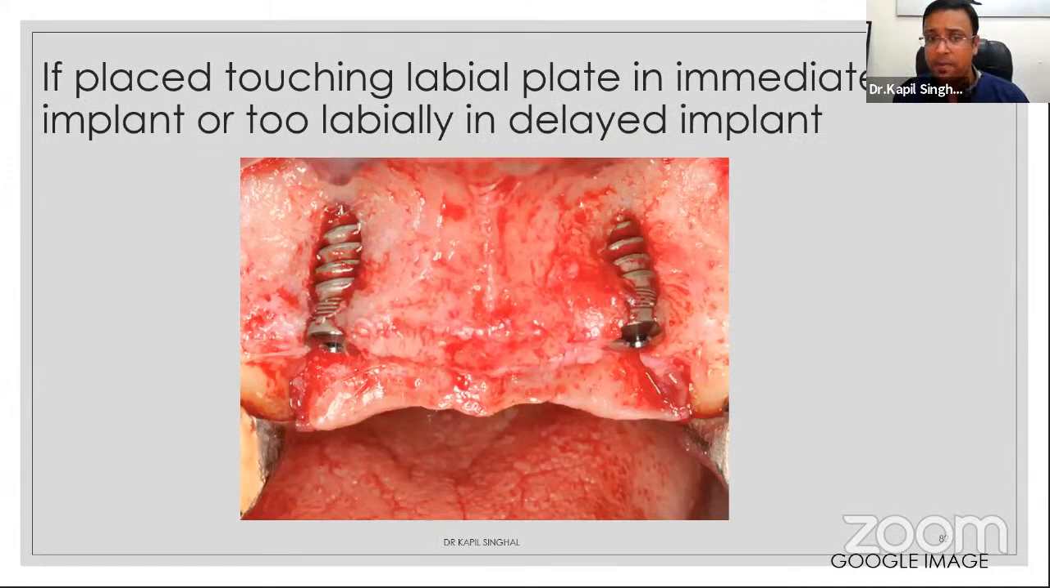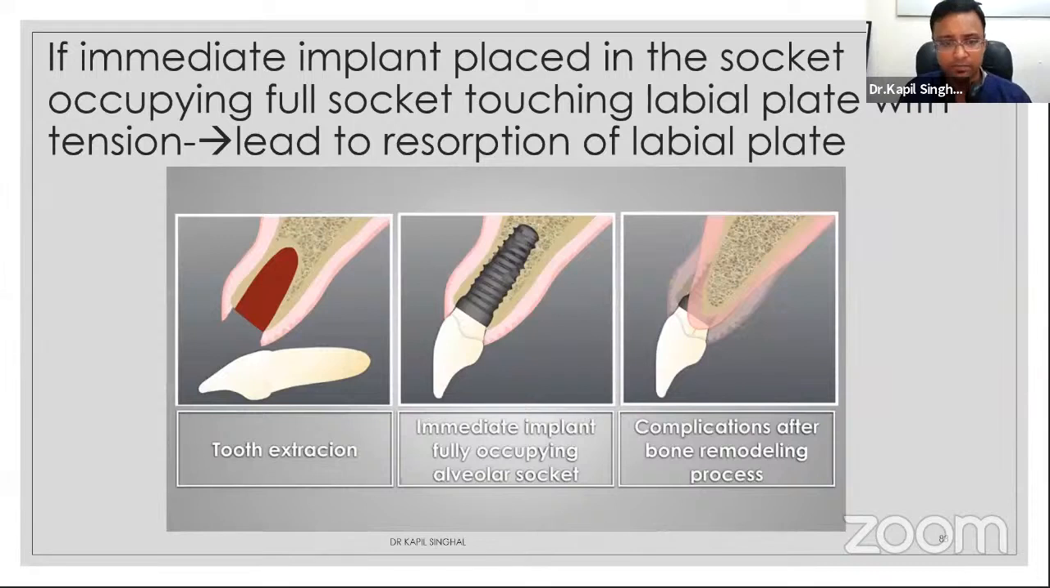If your implant is touching the labial plate, this is what would happen. The labial plate will completely resorb, and your implant, though stable, will have poor facial aesthetics. There will be gingival recession, and this implant will have high chances of failing in future. So never place an implant touching the labial plate.